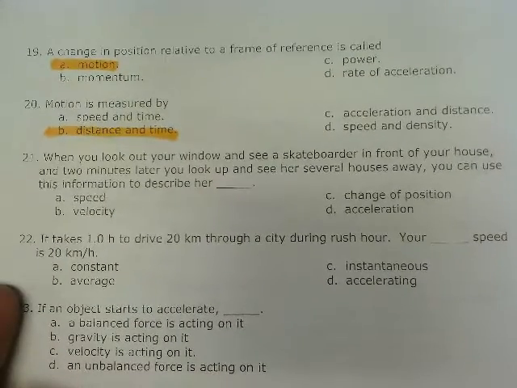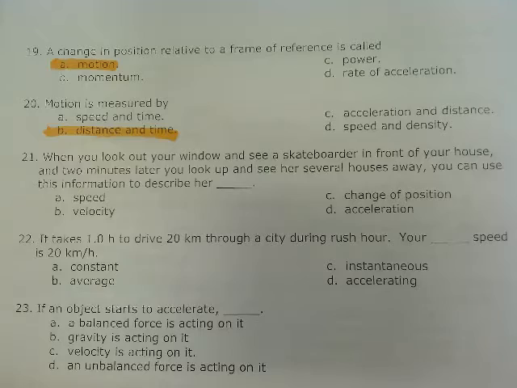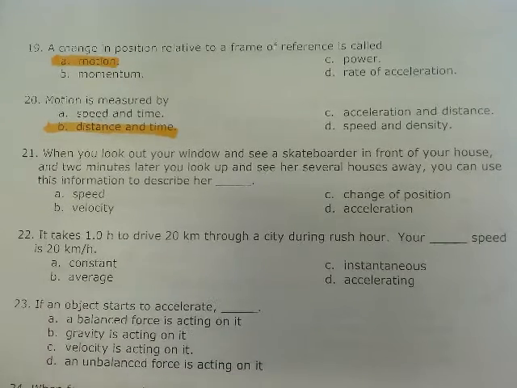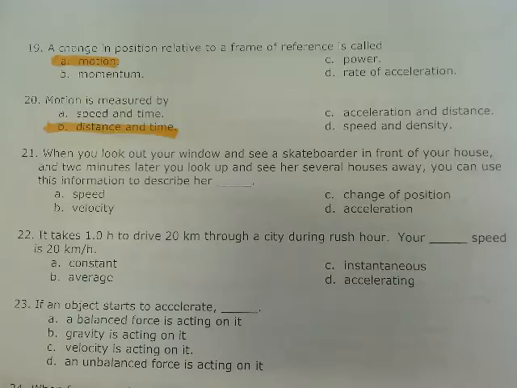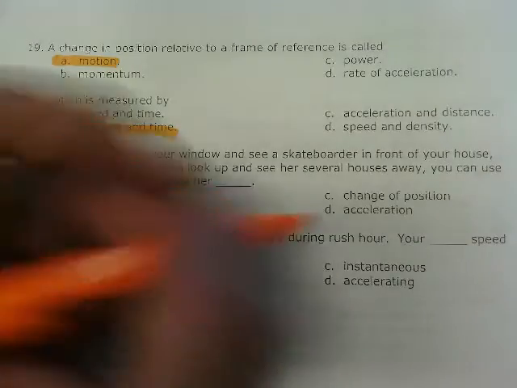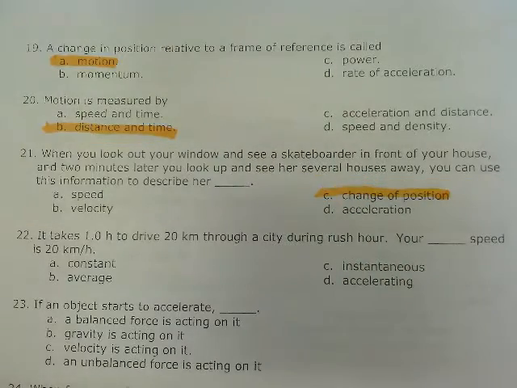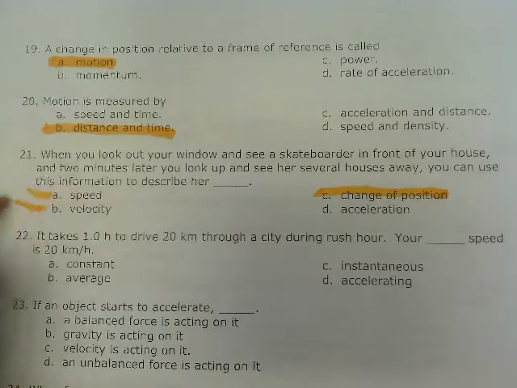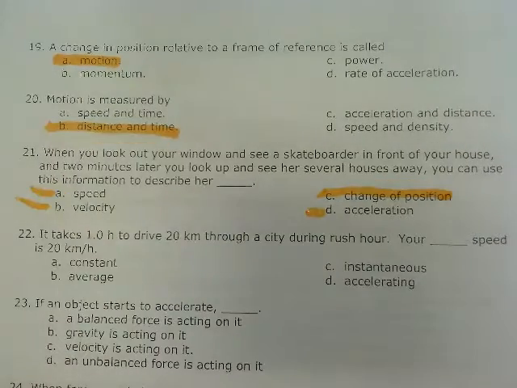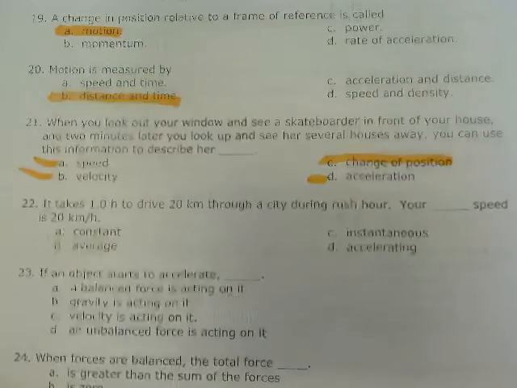All right. You look out your window and see a skateboarder in front of your house, and 2 minutes later you look up and see her several houses away. You can use this information to describe her. Well, actually, first of all, you can describe her change in position, and then if you were to go out and measure, you could find speed, velocity, and acceleration. But from that, you can just do change of position.